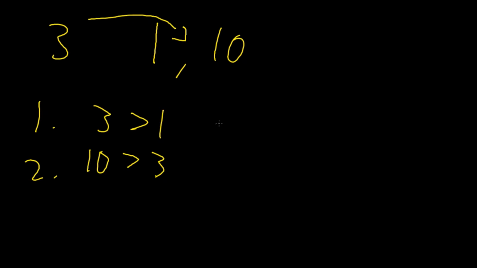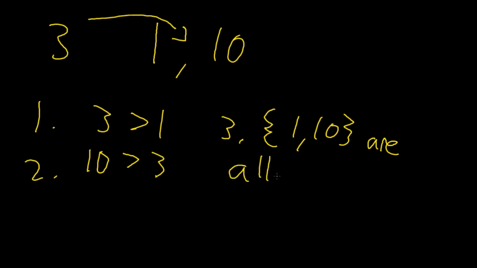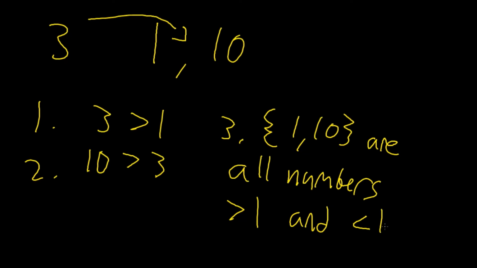And finally, we want to say that our set 1 through 10 are all numbers that are greater than 1 and less than 10. And they have to satisfy this rule in order to be included in this set between 1 and 10 right here. That's it. Now that right there is a definition. Not actually an axiom, but a definition of our set.